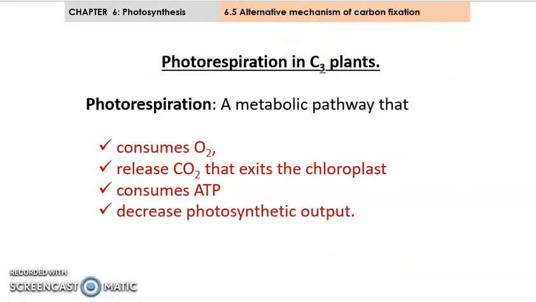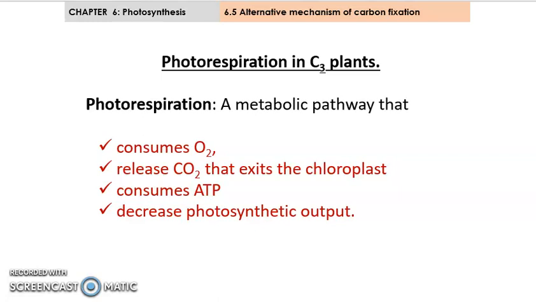Okay, so photorespiration in C3 plant. C3 plant actually refers to the ordinary plant, the normal plant. Okay, so secara ringkas ni apa tu photorespiration? It is a metabolic pathway that consumes oxygen. Okay, and it will release carbon dioxide that exits the chloroplast, and also it will consume ATP.